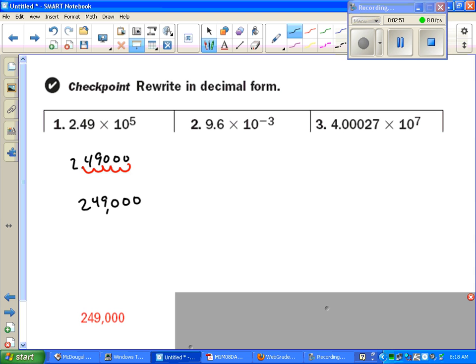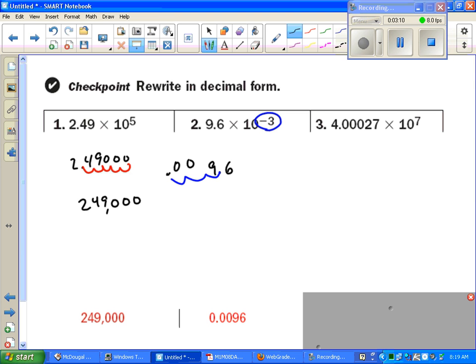249,000. First answer. Your second one, notice it is a negative exponent. So you're going to get a small number this time, which means move it to the left when it's negative. So move it 1, 2, 3 times where your decimal goes and fill in your holes, 0.0096.